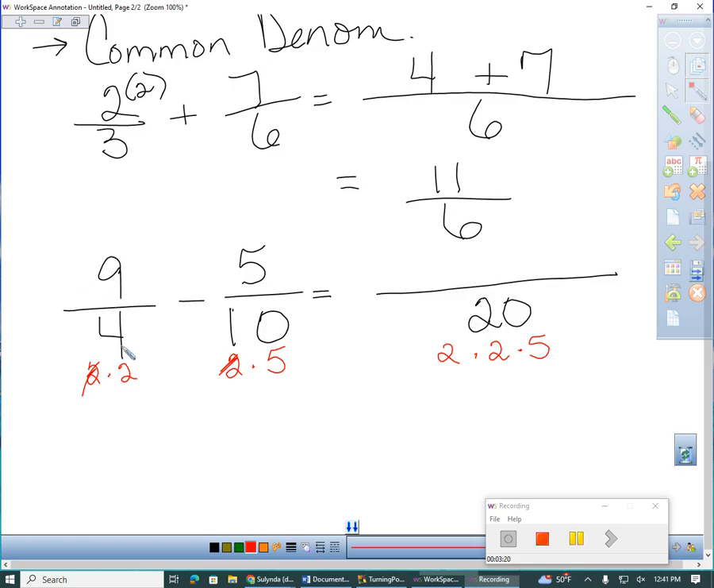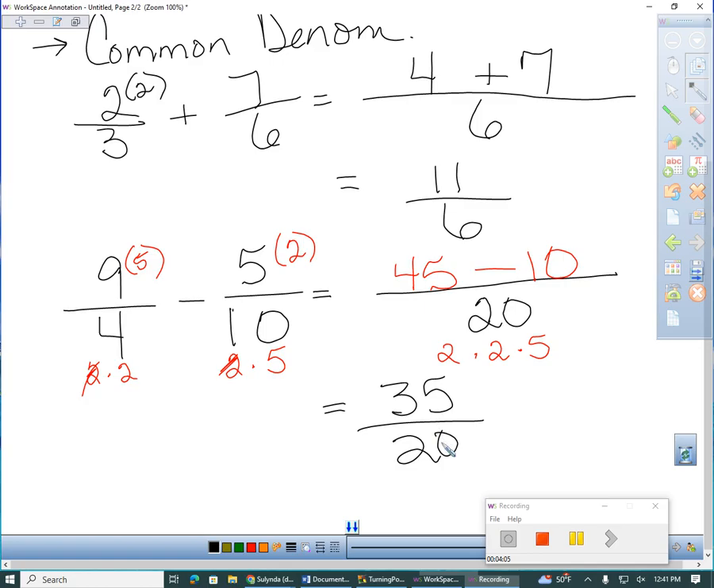Now, this first one has the 2 2's, but it's missing what factor? The 5. So we're going to times this one by 5. So 9 times 5 is 45. My middle process is minus. This factor has the 2 and the 5. What is it missing? The 2. Times this one by 2. 5 times 2 is 10. Now I just have to worry about the top line. 45 minus 10 is 35 over 20. And of course, we always look to see if we can reduce it. Both of these can reduce by 5. So this is 7 over 4.